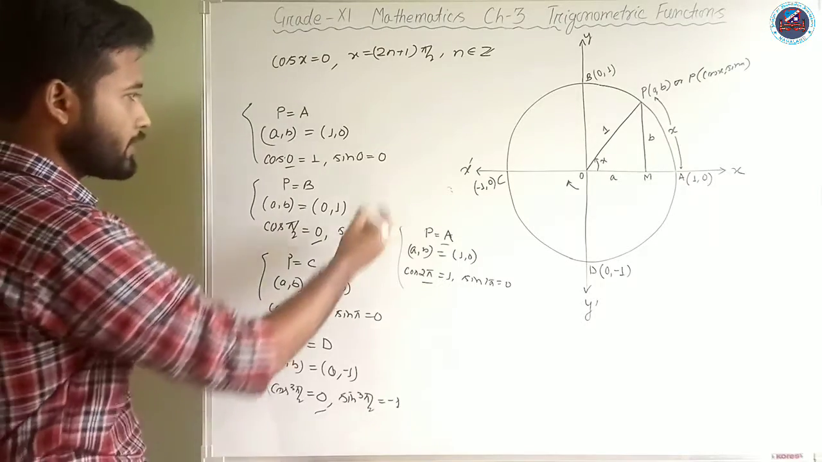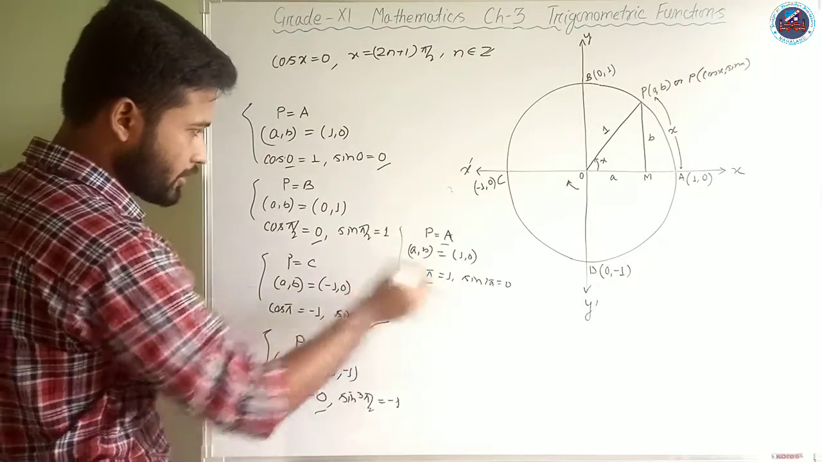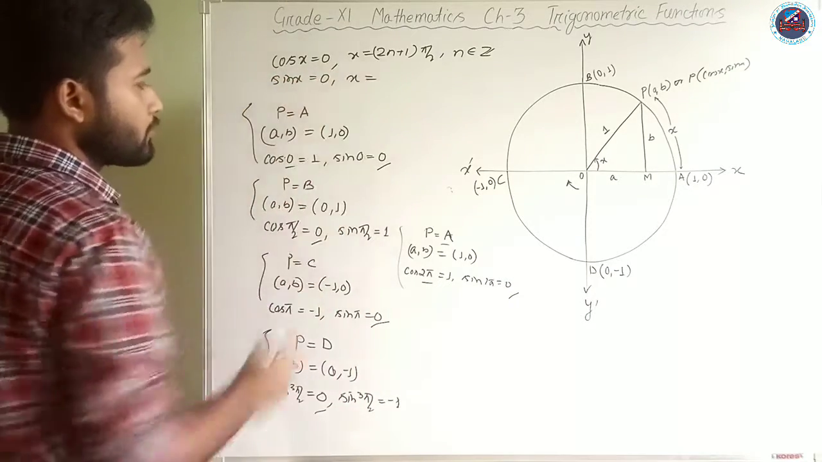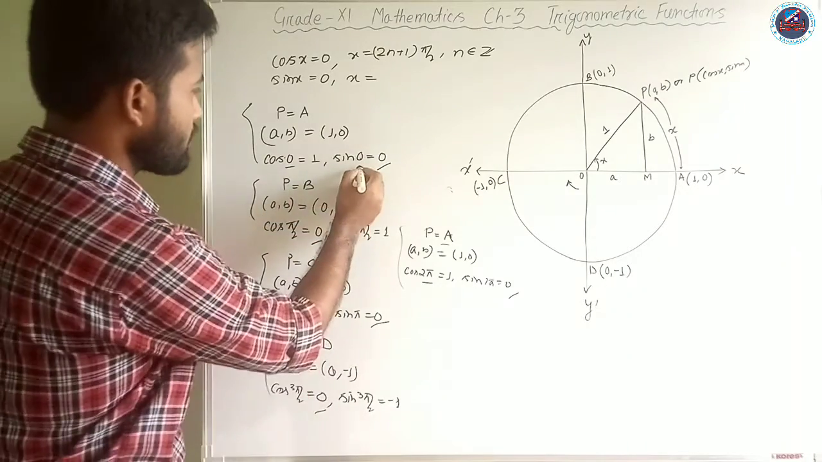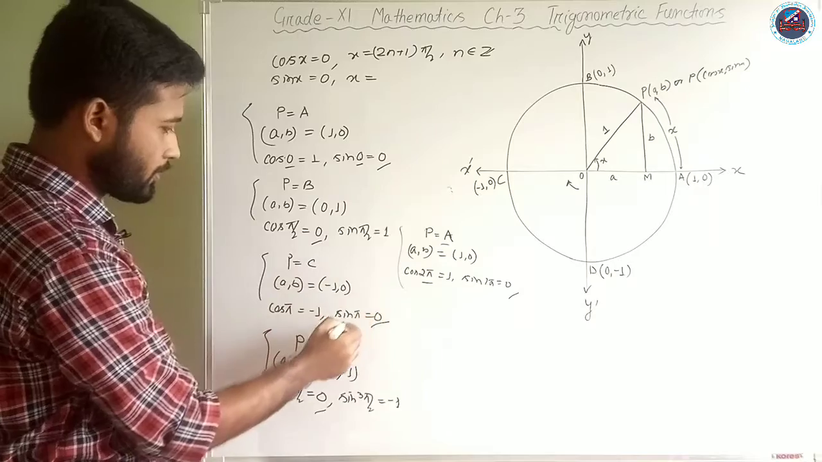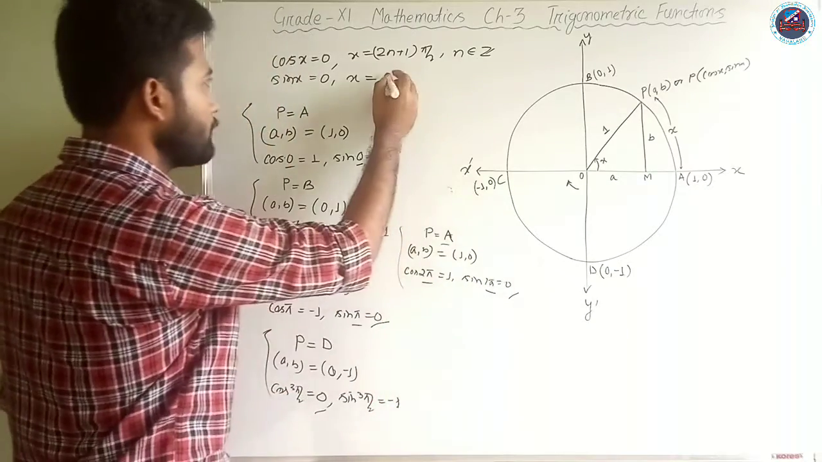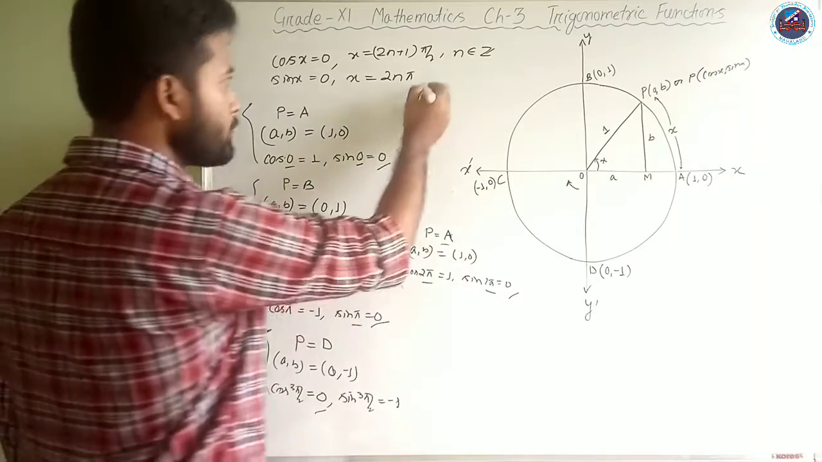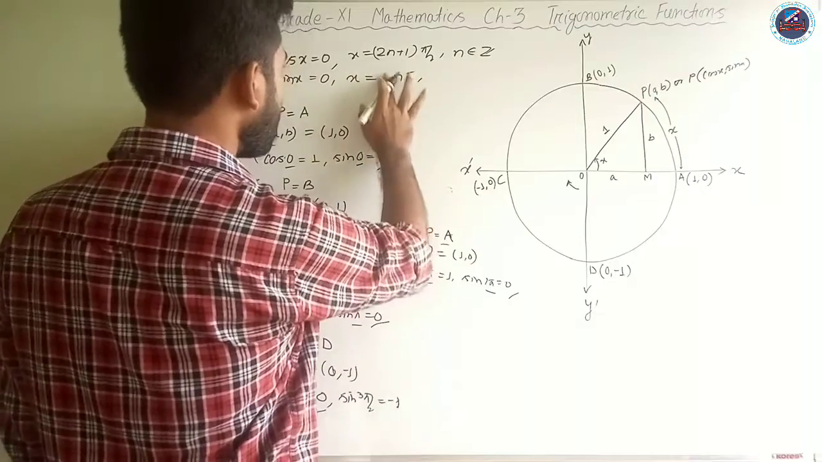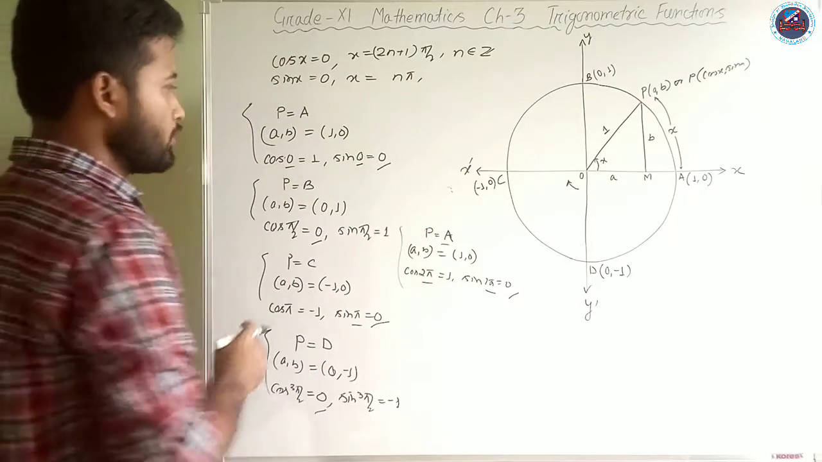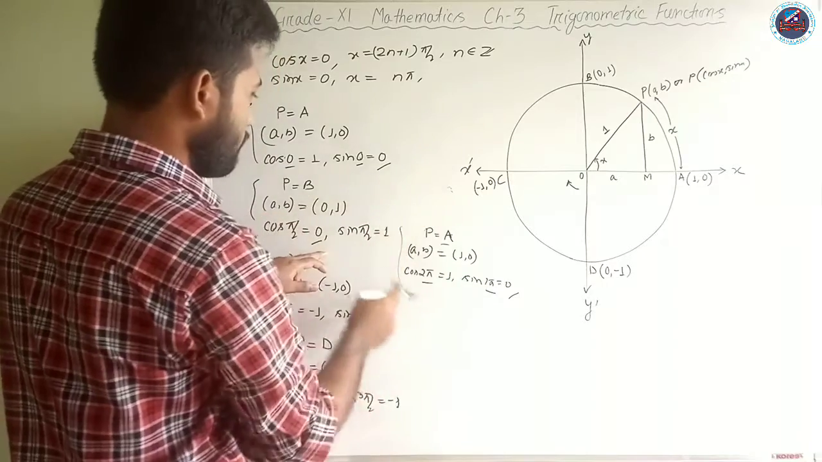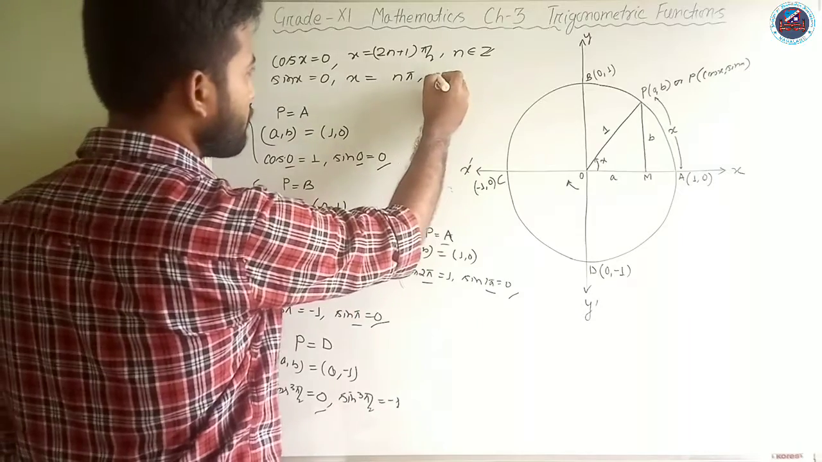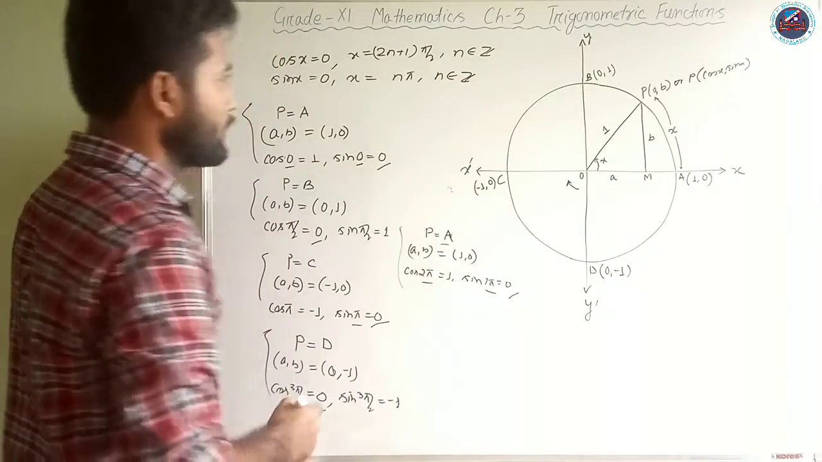Now what about sine? When is sine 0? Sine is 0 here, sine is 0 here, sine is 0 here. That means sine of x will be 0 when x is equal to what? You see here we have taken sine of 0 is 0, then sine of pi is 0, sine of twice pi is 0. That means integral multiple of pi, sorry, n pi, where n belongs to the set of integers.